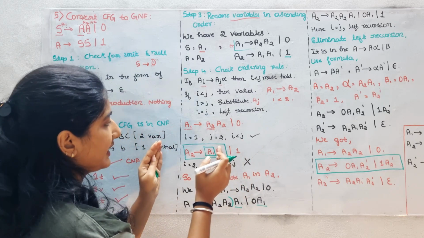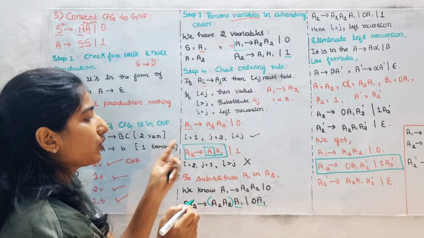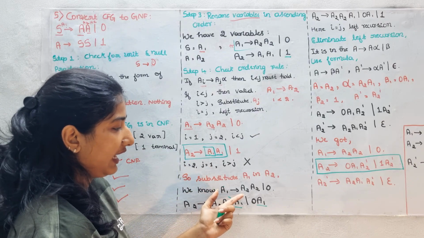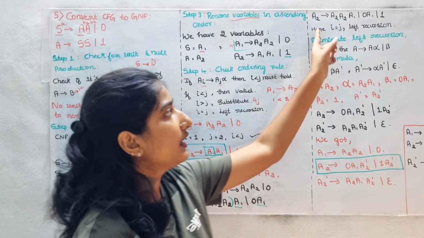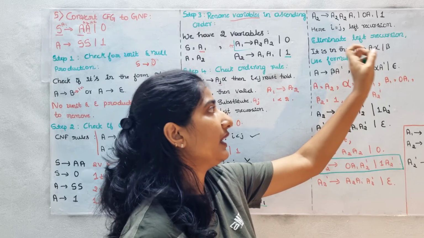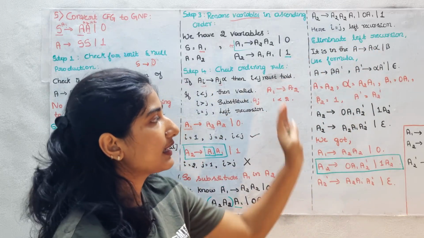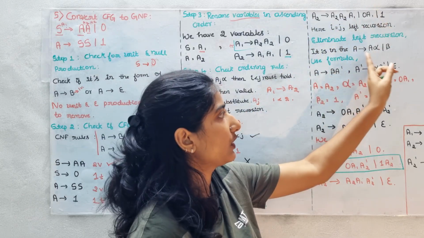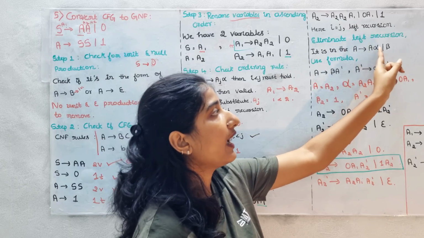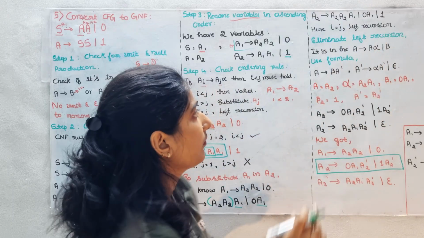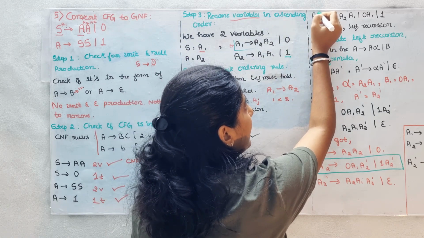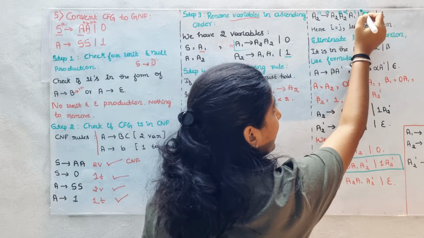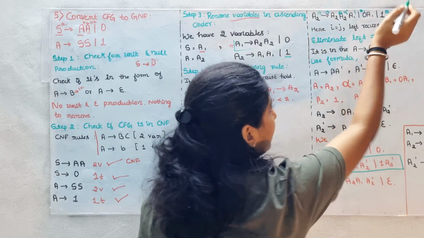So in the first case, I substituted the value of A2. So I got I greater than J, and then I substituted the value of A1 here, and then I got left recursion. Now I have to eliminate this left recursion. So this is simple. Here A2 derives A2 A1 or 0 A1 or 1, right? So this is in the form of A derives A alpha or beta. So here there are two values, it will be beta 1 and beta 2.